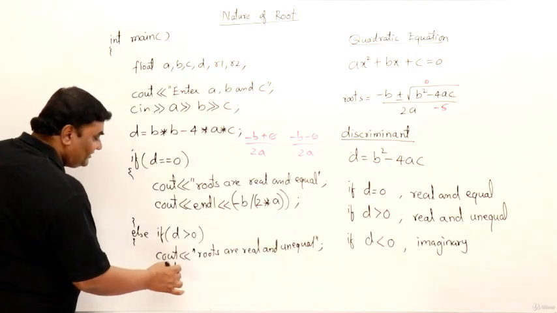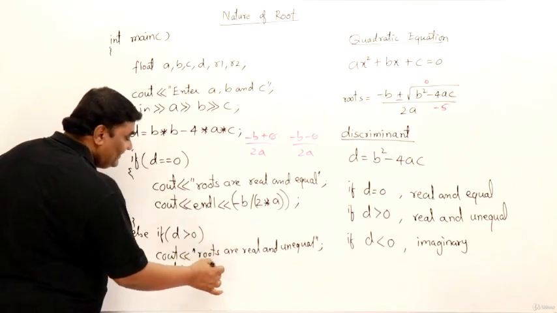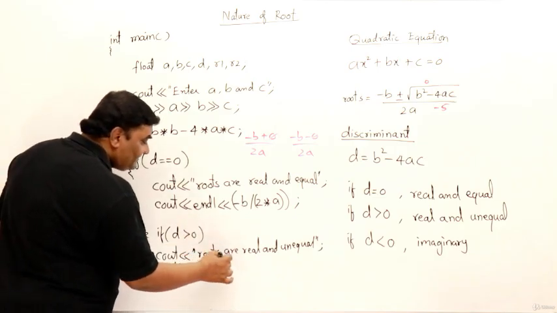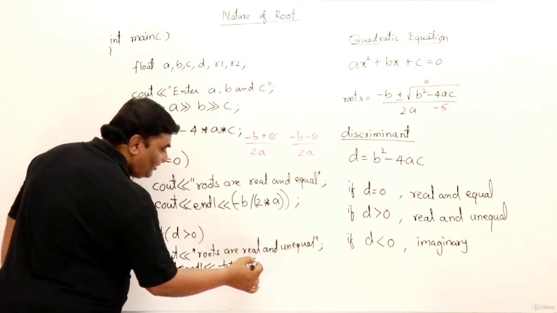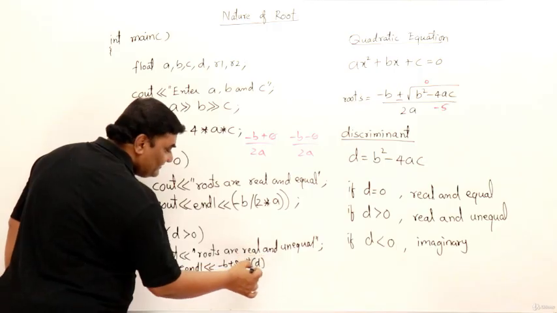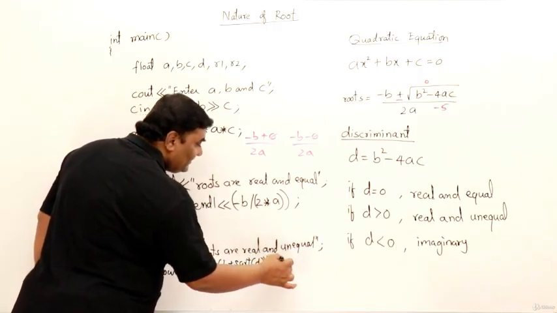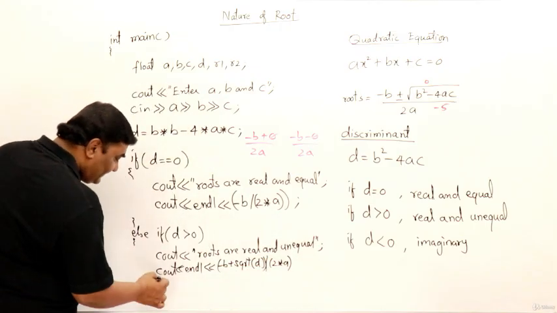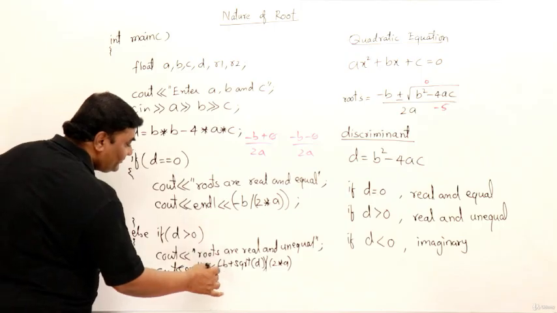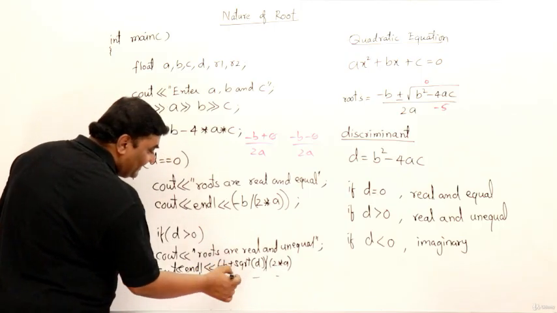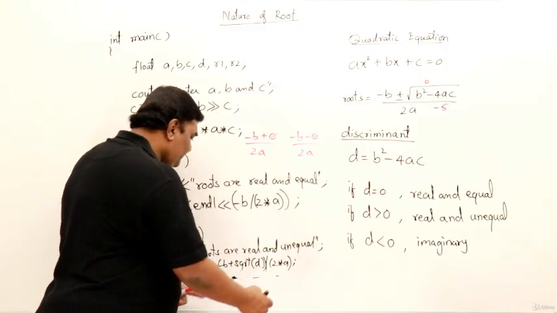Then I will display both the roots. First is endl, to display it in a new line. Then what is the first root? Minus b plus sqrt of d, then this whole thing divided by 2 into a. This is one result. Then again cout and endl. This whole thing as it is, just write minus here. So this is for positive and this is for negative.